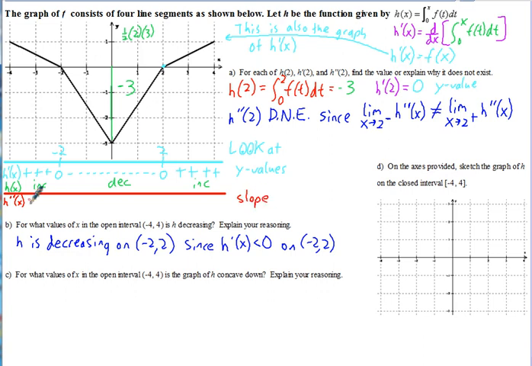So you can see the slope starts off being negative until -2. Well, we've got a corner there at -2, so it does not exist there. And then the slope stays negative until 0. Or again, we've got another corner, so it does not exist there. And the slope is positive until 2. Another corner, so it does not exist. And then the slope is positive.